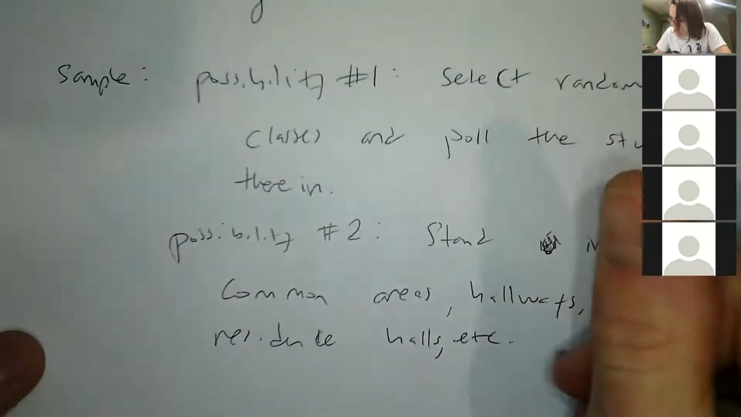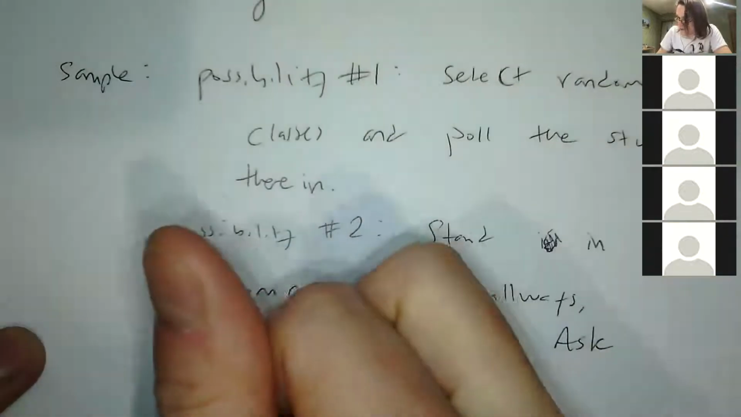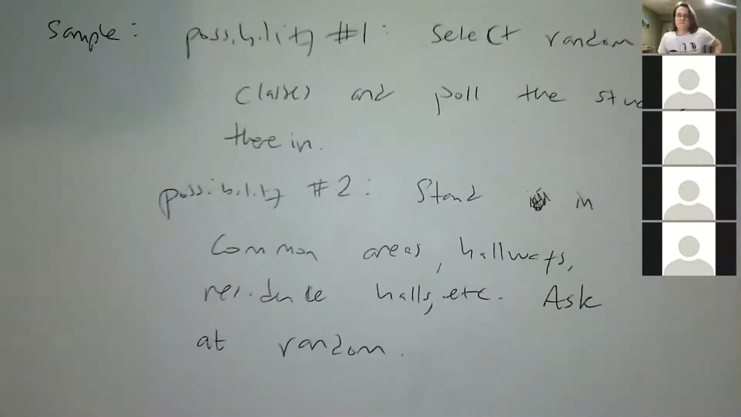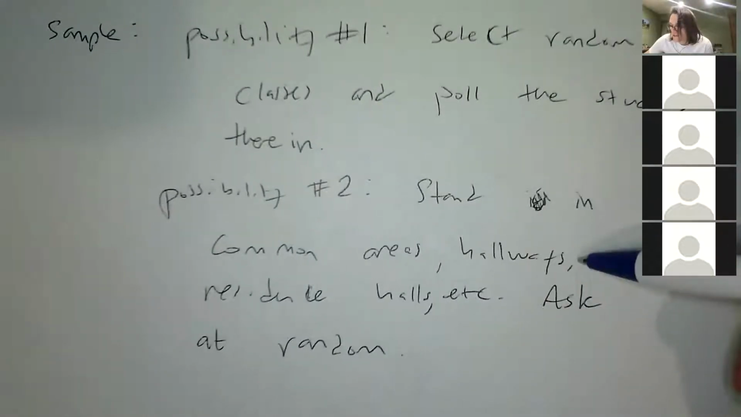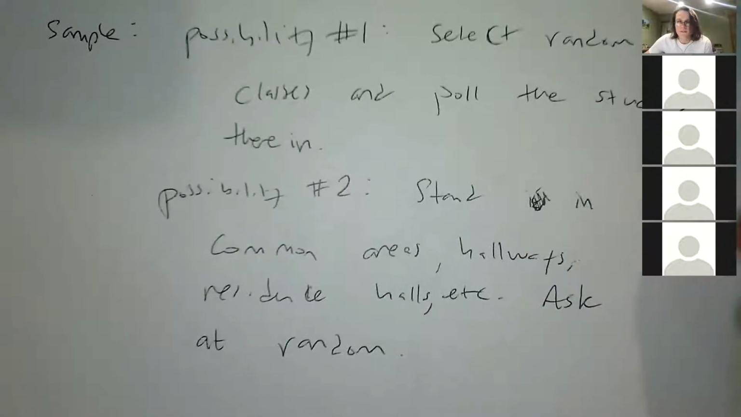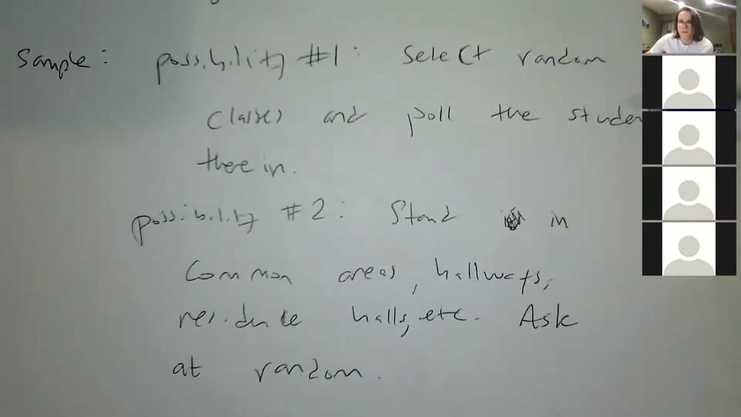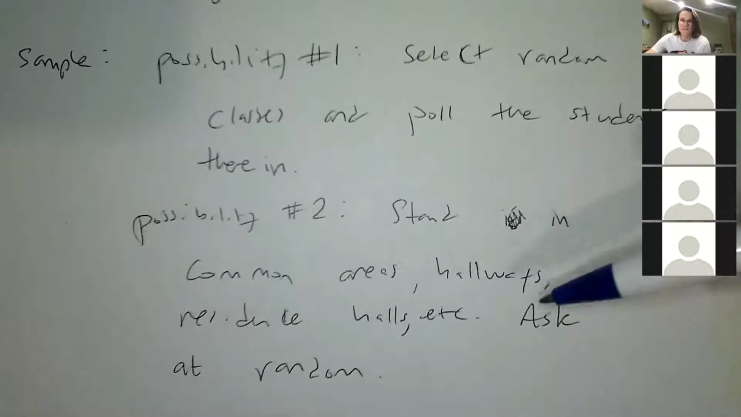Because of the hallways and stuff like that, could that be considered biased just because of commuters? Yeah, that's a good point. If you did just residence halls, you would be biased against commuters because they don't live in residence halls. So that's true. Just because they're possibilities doesn't mean they're good. Some are better. This is probably the better one. Number one is probably the way you'd want to do it, but there are more options really.